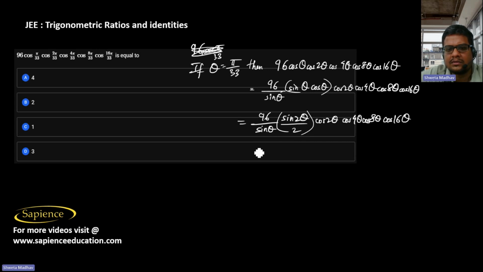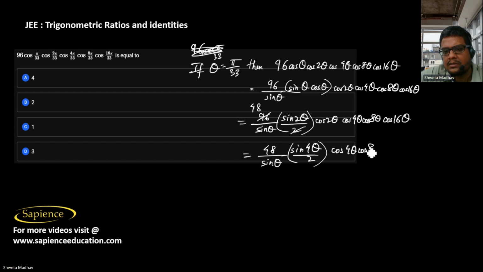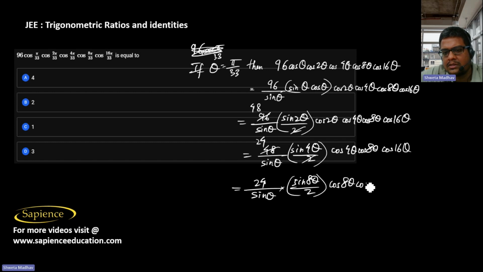Now 2 and 2 is 4, 2 and 8 is 16, so this is 48. Now I can write 48 by sine theta into sine 2 theta cos 2 theta. This I can write again as sine 4 theta by 2 into cos 4 theta into cos 8 theta into cos 16 theta. Then 2 and 48 will cancel, so 24. So this is again 24 by sine theta into sine 4 theta cos 4 theta. I can write sine 8 theta by 2 into cos 8 theta into cos 16 theta. Now 2 and 24 will cancel.